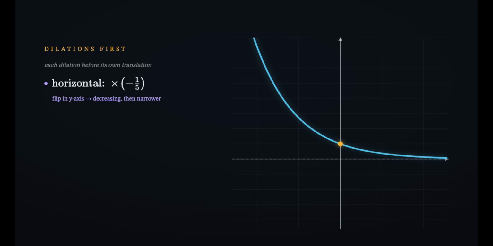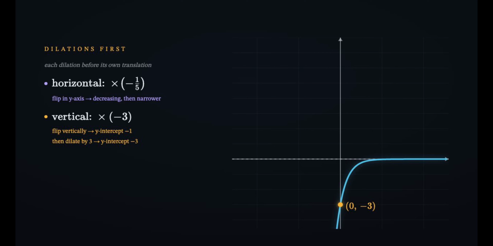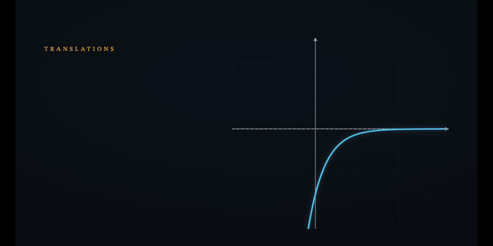Let's flip this. Now it's decreasing. And now it looks a bit narrower and decreases faster. Cool. It doesn't have to be to scale, don't worry. Let's dilate vertically by factor minus 3. Let's flip vertically first. The y-intercept turned to minus 1, and then dilate by factor 3. Cool, the y-intercept turned into minus 3. Looks nice. Now let's do translations.